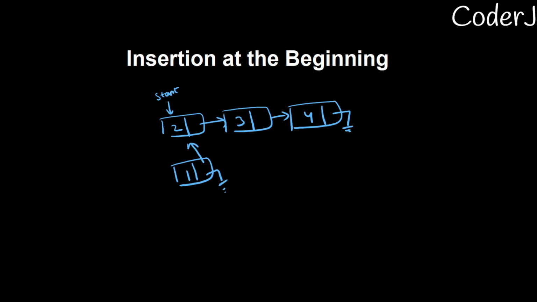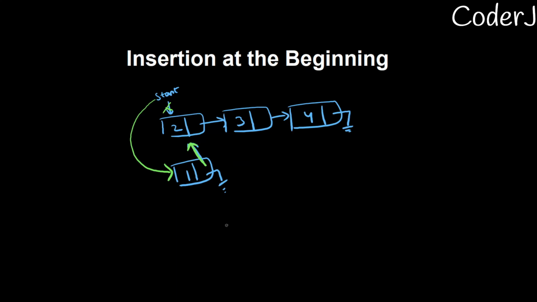How will I do that? From where will I get the address of 2? I will get it from start, right? Because 2 is the start node. So I have its address. That is from where I will take the value of that field and I'll make 1 point to it. This way my 1 is now pointing to 2. And now I will make my start point to the new node instead of 2.